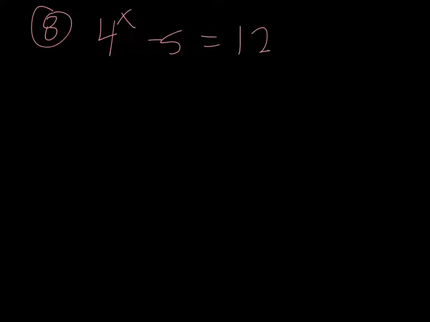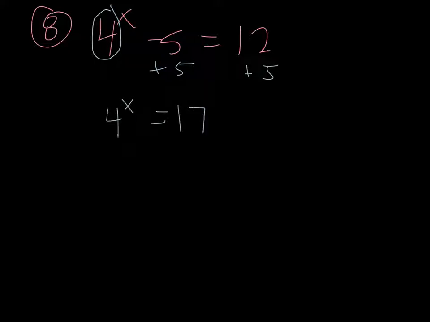I'm going to do another one on this side of the sheet of paper. Question number 8. Question number 8 says 4 raised to the x power minus 5 is equal to 12. The first thing you have to do is get your base by itself. So first I have to look, what is my base? This is my base. I have to get that by itself first. So I have to first add my 5 over to both sides of my equation. So now I have 4 to the x power is equal to 17.